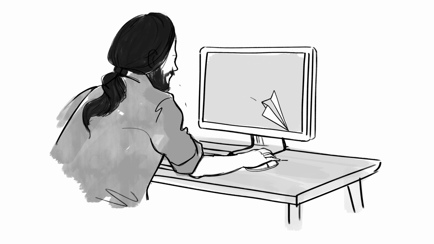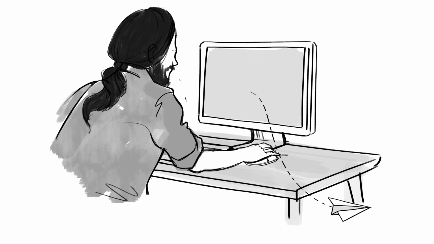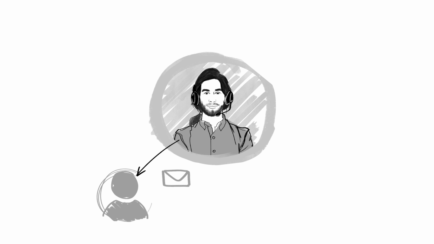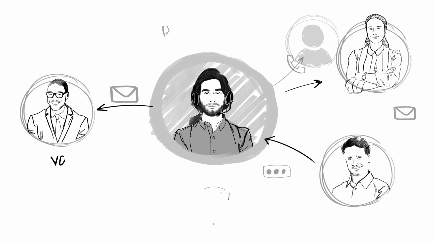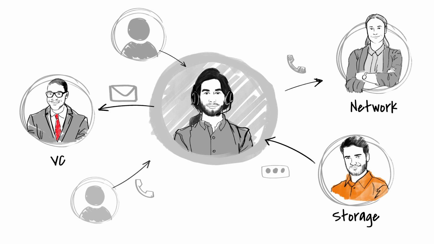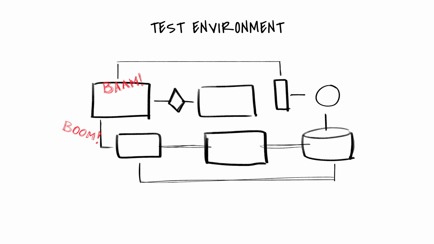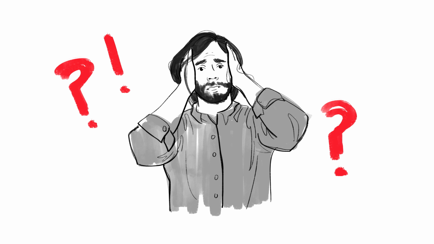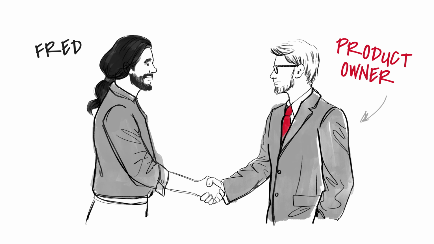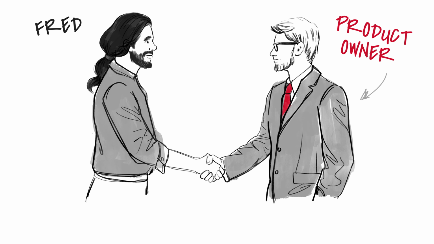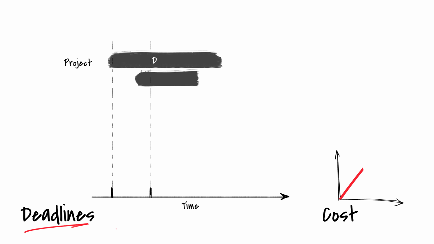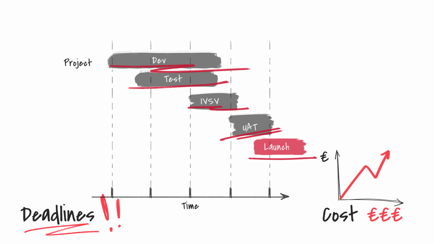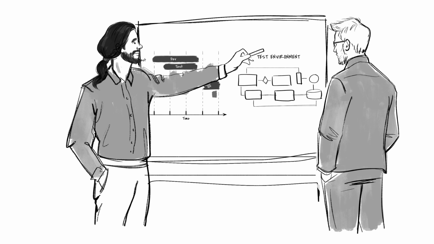Fred's days are filled with endless emails and calls, trying to ensure everyone is on track. He must coordinate with dozens of teams, each responsible for a specific piece of the puzzle. The complexity is overwhelming, and the process is slow and frustrating. Meanwhile, the product owner struggles to understand the delays, challenges, and costs. He needs solutions faster and more efficiently.